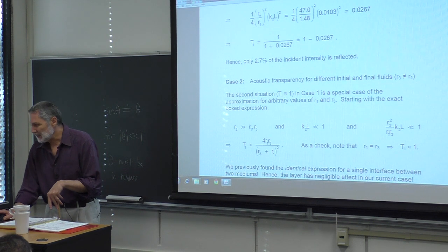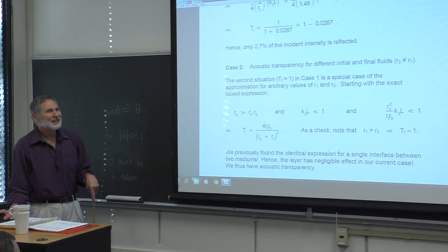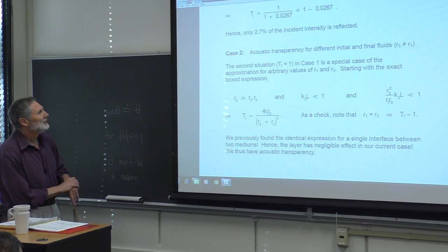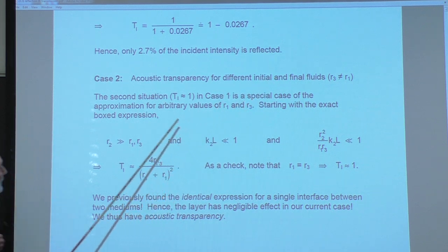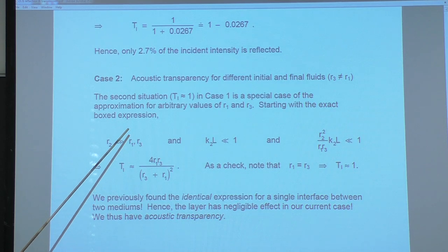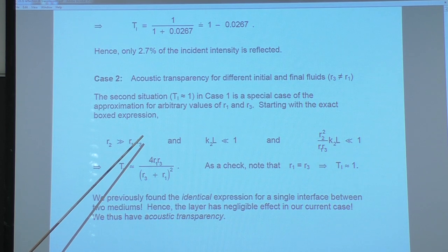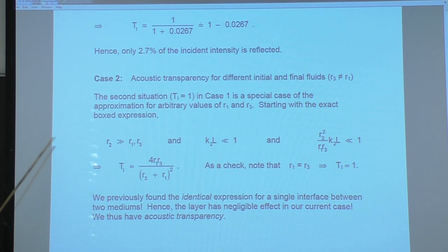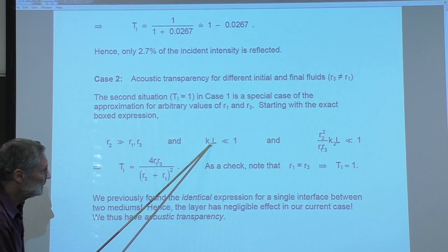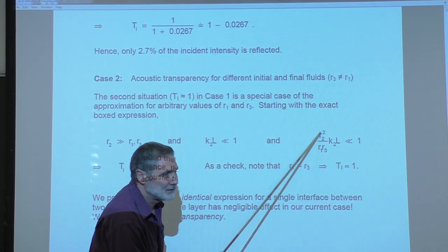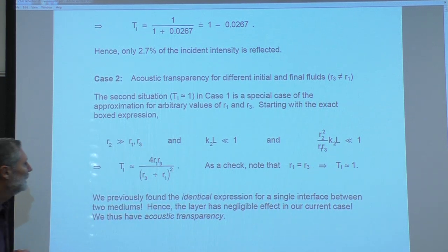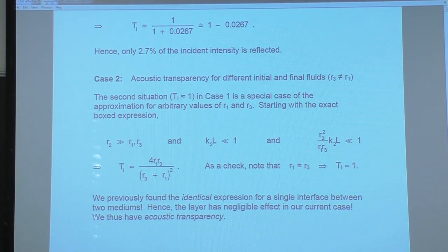Okay, so that was all case 1. Now case 2. We're going to have different fluids. This is a more general case. And here, we're again going to look at a much greater specific impedance for the layer. We're going to assume it's thin, and we're going to assume that the thinness beats out the impedance mismatch there. And we get this.